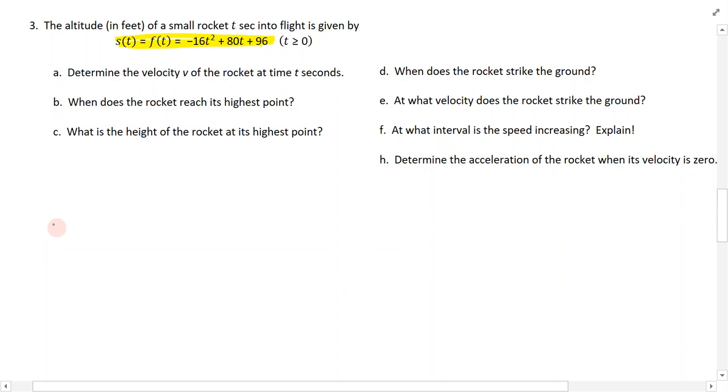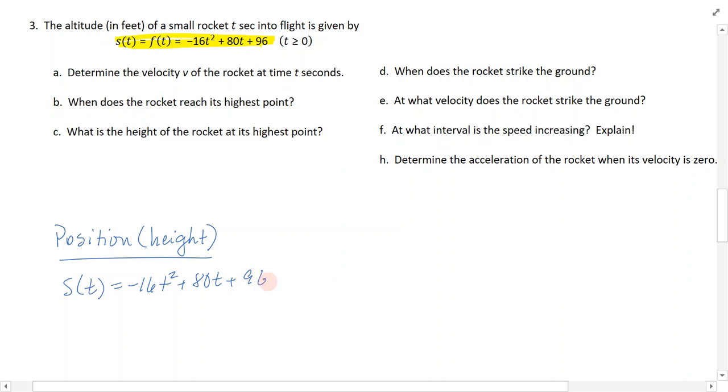So I'm going to write that down here. We have our position function, or height, and it's given by negative 16t squared plus 80t plus 96. Now the first question says, determine the velocity of the rocket at time t. Basically, that just tells me that I want to know what is the function that represents the velocity at time t. So for that one, we're looking at the velocity function, and I'm going to put it over here.